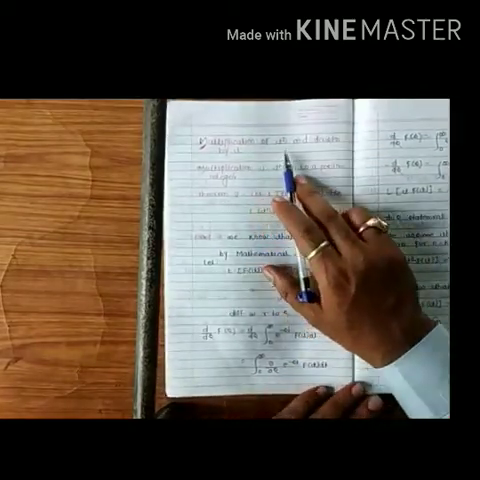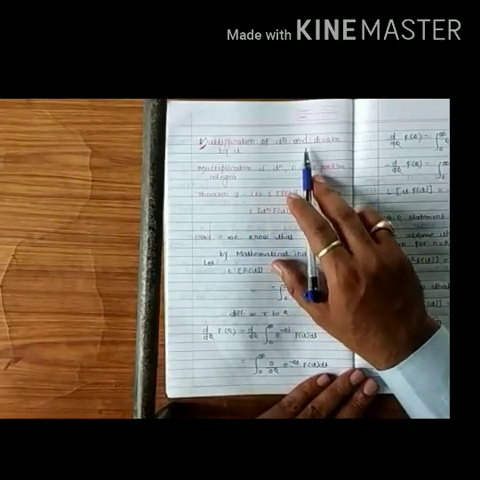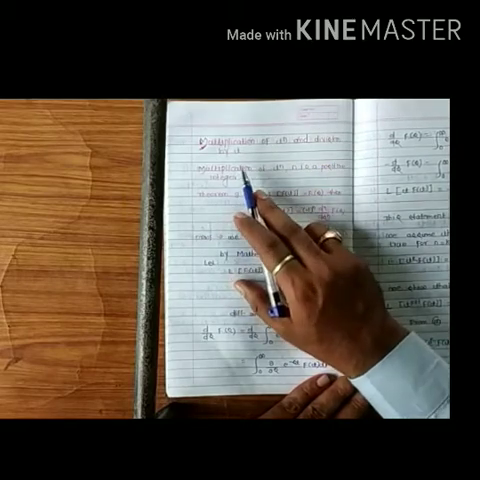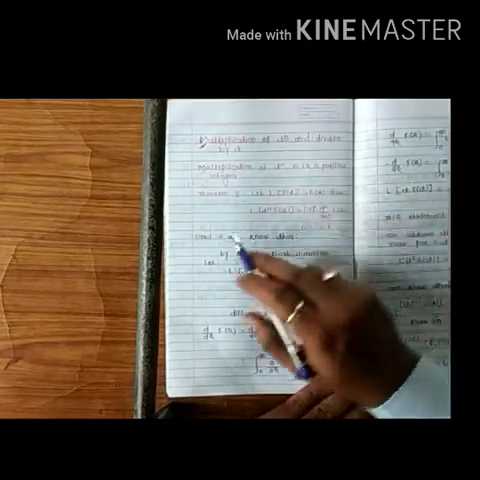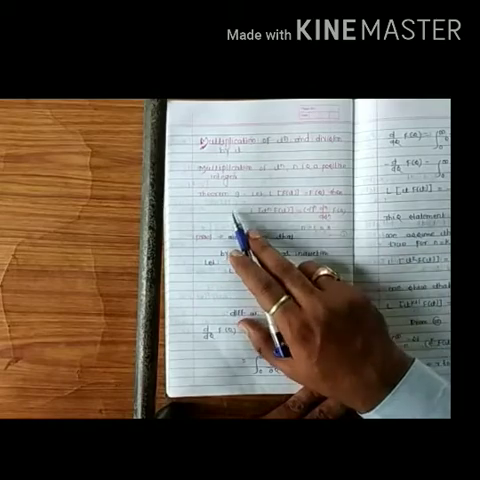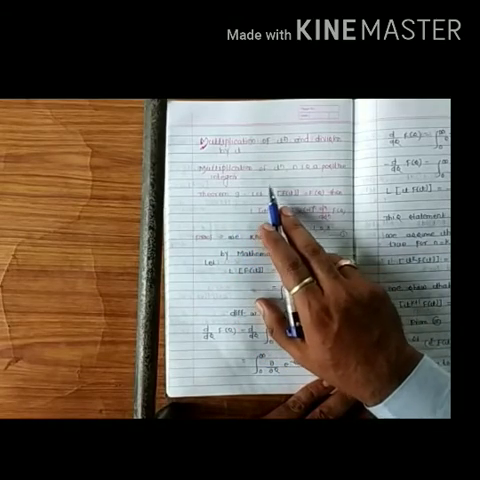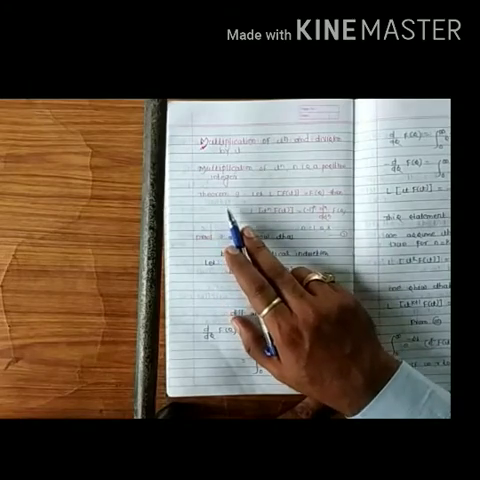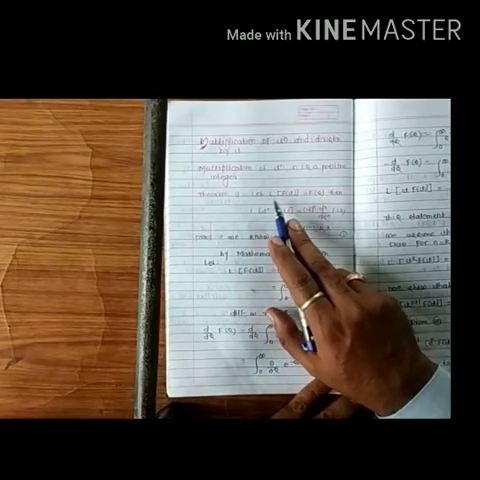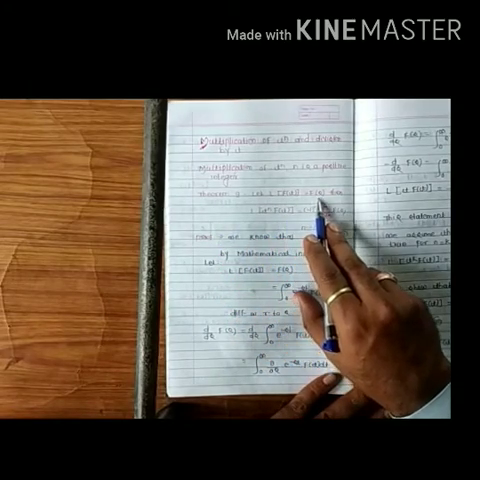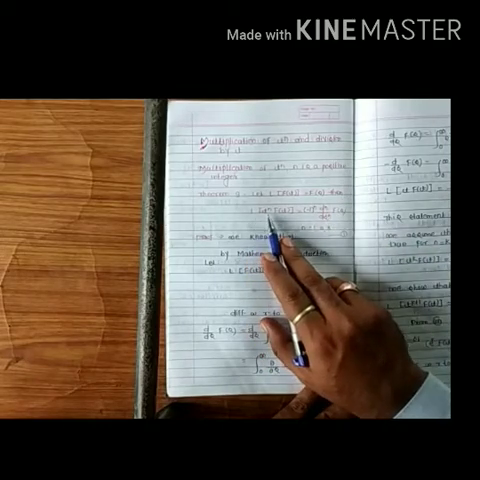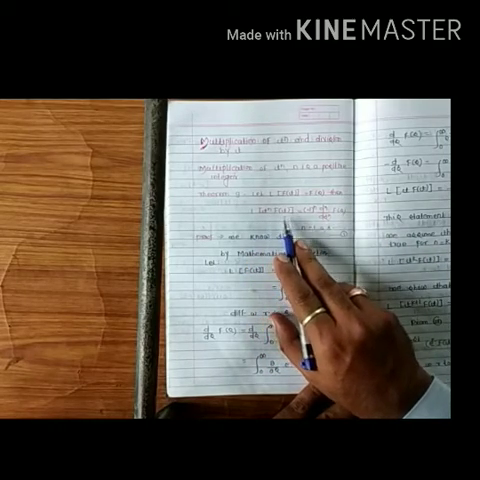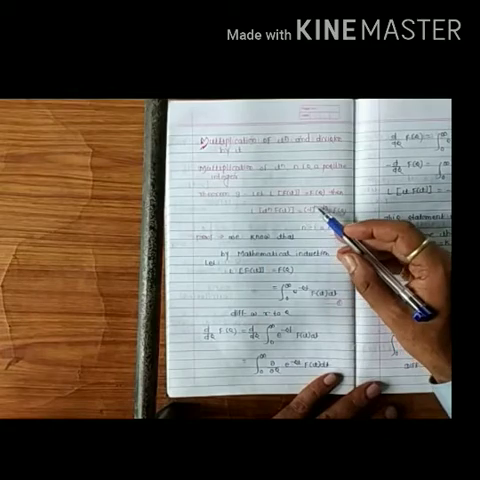Multiplication of t raised to the power n, and division by t. There are two theorems. First we go for the multiplication of t raised to the power n, when n is a positive integer. Then the theorem says: if the Laplace transformation of f(t) is equal to F(s), then the Laplace transformation of t raised to the power n f(t) is equal to (-1) raised to the power n.